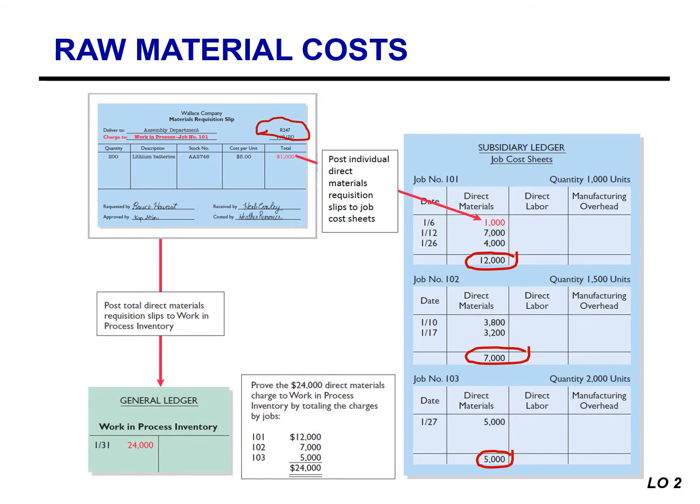After the company has completed all postings, the sum of the direct materials column of the job cost sheets, the subsidiary account, should equal the direct materials debited to work in process inventory, the control account, in which case the amount is $24,000. Companies typically post to job cost sheets daily and to the control account, work in process inventory, monthly.